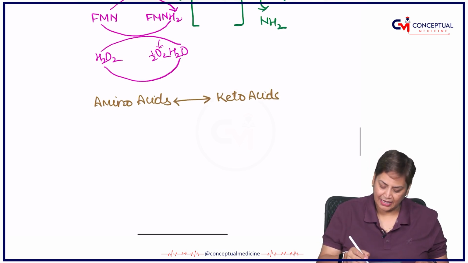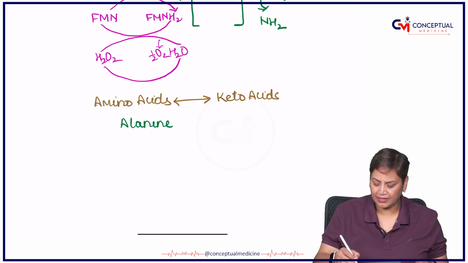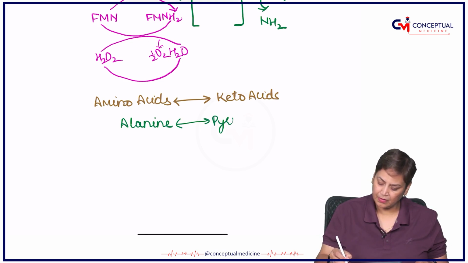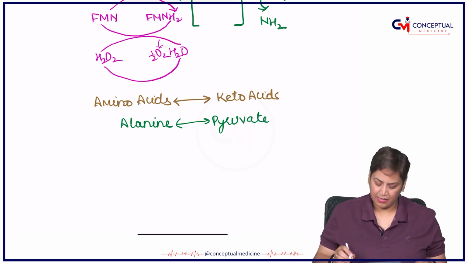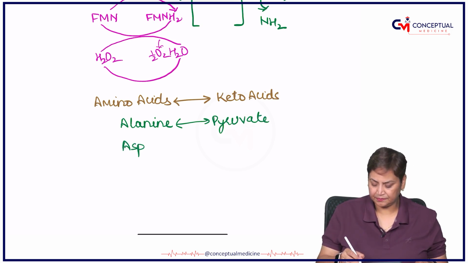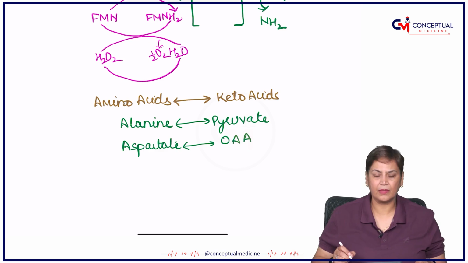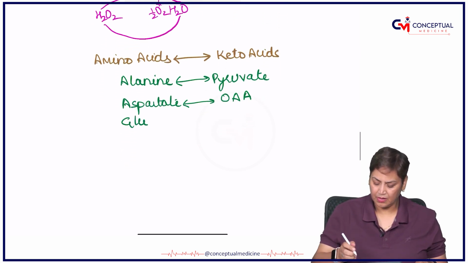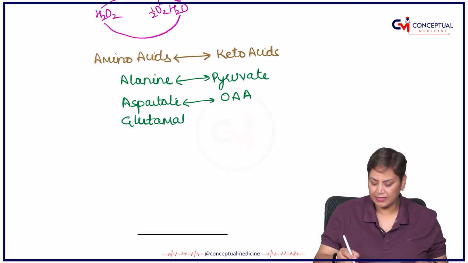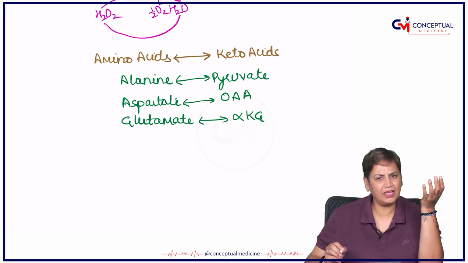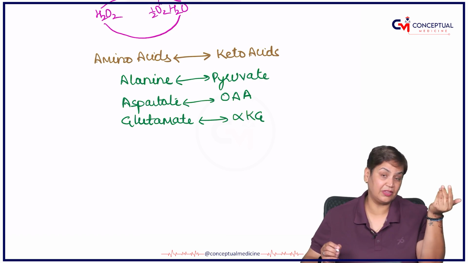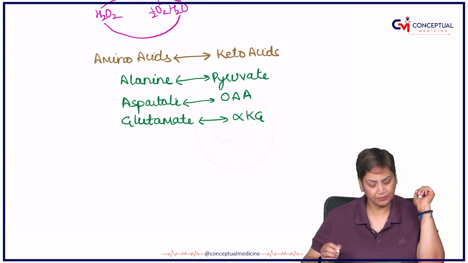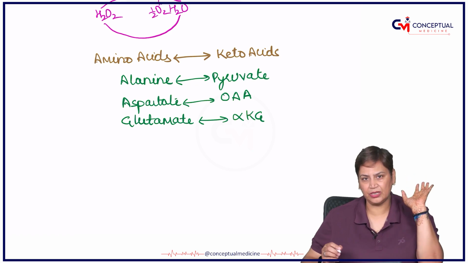If I talk about alanine, the corresponding keto acid of alanine is pyruvate. Aspartate, the corresponding keto acid is oxaloacetate. Glutamate, the corresponding keto acid is alpha-ketoglutarate. So you can summarize that the TCA cycle is actually connected with amino acid metabolism also, as you can see here. Okay, so this is deamination.